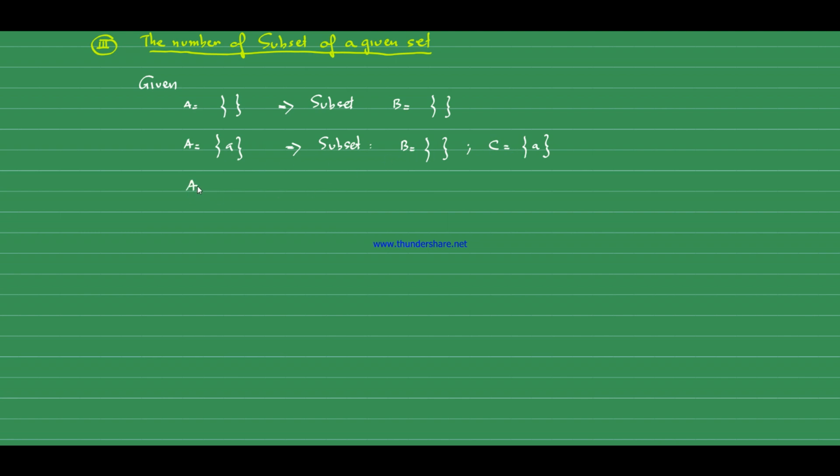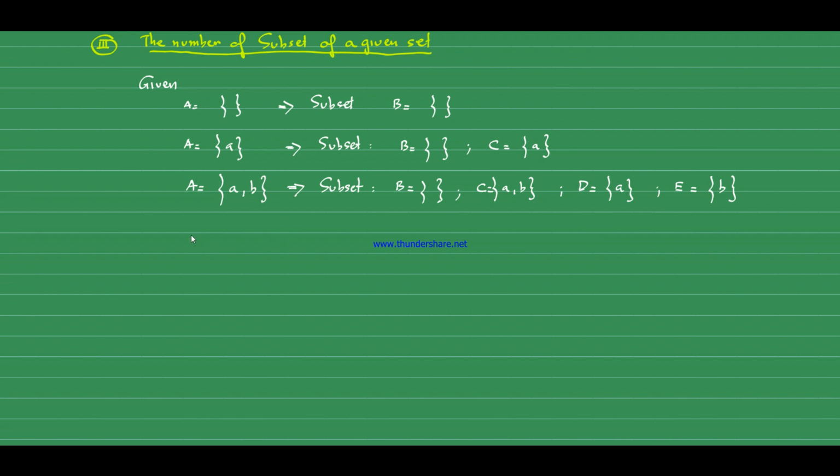What if we have a set that contains two elements? Then how many subsets can we create? Let's see. We have the empty set, and we have a subset of itself. Besides, we also have a subset that contains only element A, or a subset that contains element B. So totally we have four subsets over here.